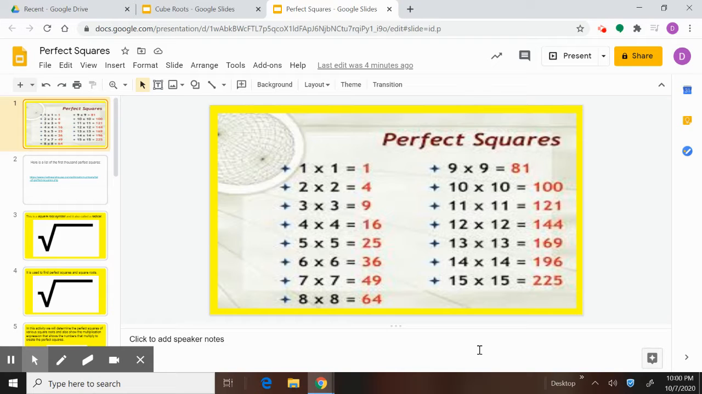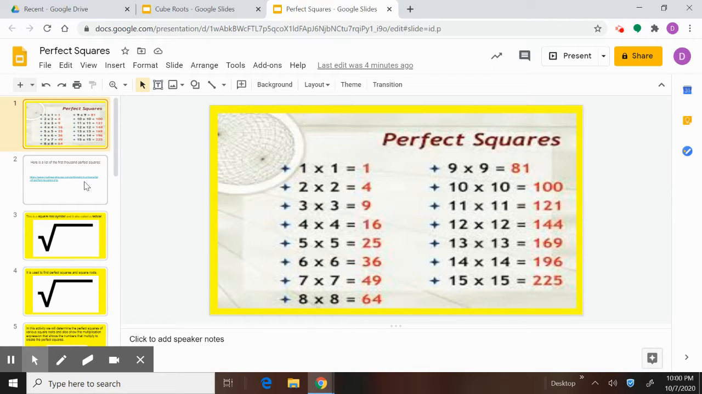Hello class, this is my video explaining to you perfect squares. As you can see, it says perfect squares here, and there are several perfect squares on this page. The perfect squares are in red. The numbers that multiply to create the perfect squares are in black.